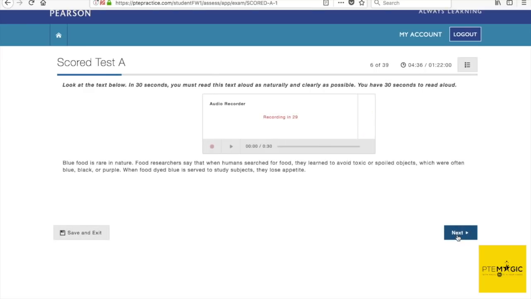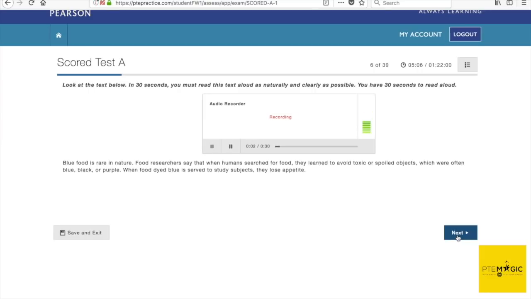Okay, this one is a shorter one, so you'll be able to read it within 12 seconds, I guess. Blue food is rare in nature. Food researchers say that when humans search for food, they learn to avoid toxic or spoiled objects, which are often blue, black, or purple. When food dyed blue is served to study subjects, they lose appetite. Okay, a lot of B in this sentence. Blue food, black, okay.